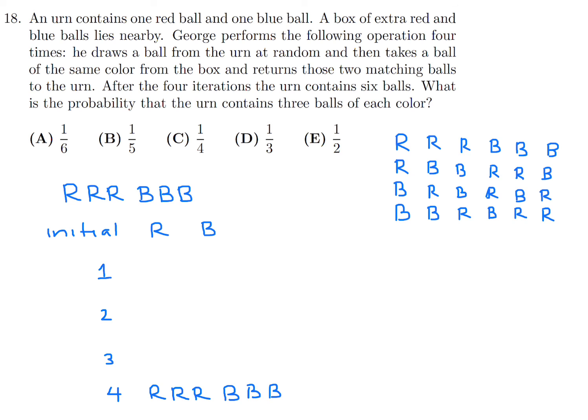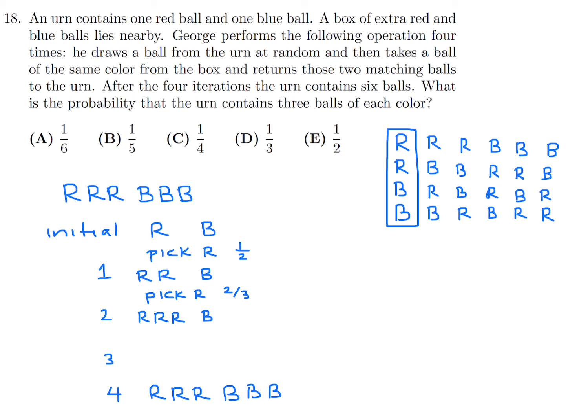Okay. Initially, there's 1 R and 1 blue. I'm concentrating on this guy. So I want the next one to be an R. So the probability that I pick an R is a half. And when I do, it becomes R, R, and B. Now again, the next one I want it to be an R. So the probability that I pick an R here is 2 out of 3. So 2 out of 3 goes there.